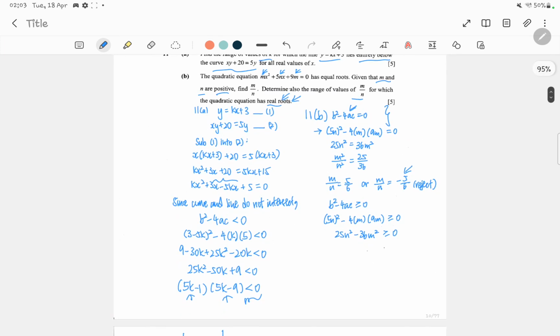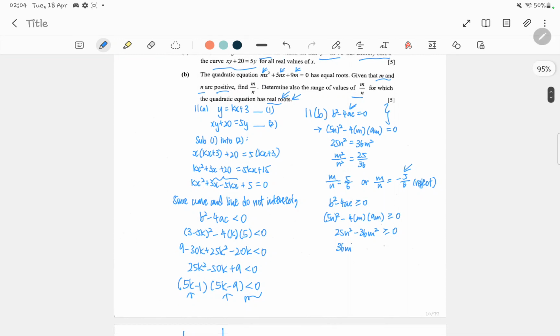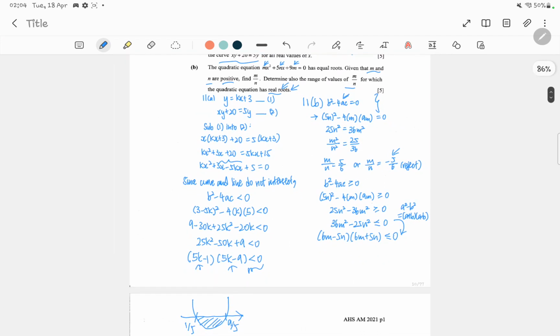What I'm going to do over here is multiply both sides of the inequality by minus 1, which means I get 36m squared minus 25n squared is less than or equal to 0. Now factorizing this, it is (6m minus 5n)(6m plus 5n) is less than or equal to 0. From here to here, I used a squared minus b squared equals (a plus b)(a minus b).